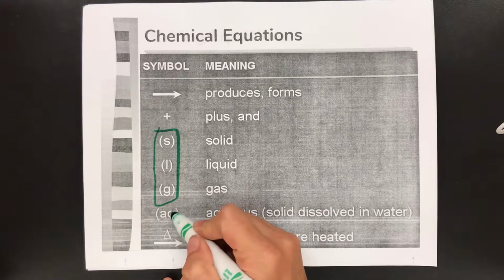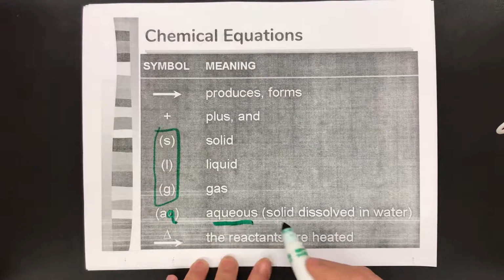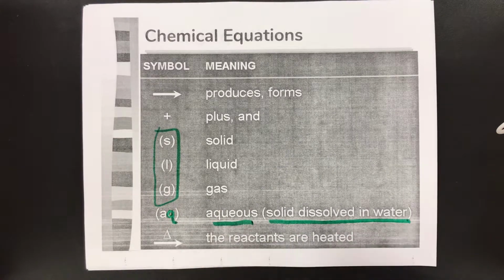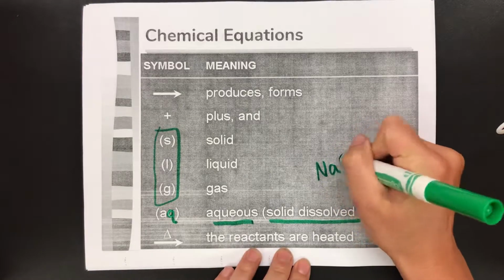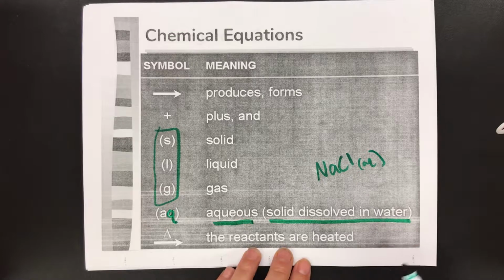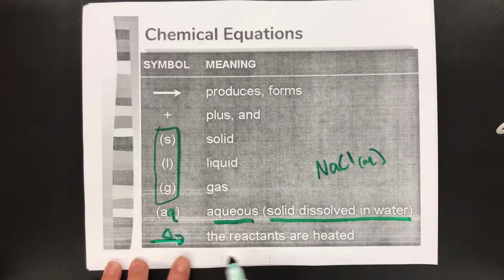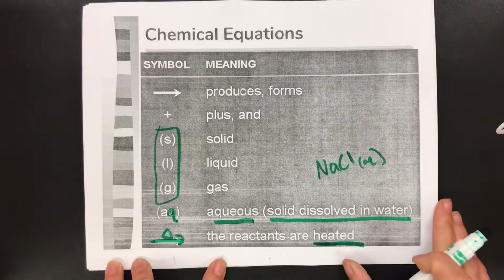AQ, now this is a Q. I don't know why it looks like an A there. So AQ stands for aqueous. This just means that it's dissolved in water. So for example, if I had NaCl with a little AQ like that, that is salt water. This triangle over an arrow just means it's been heated.